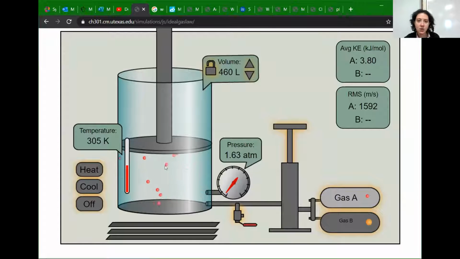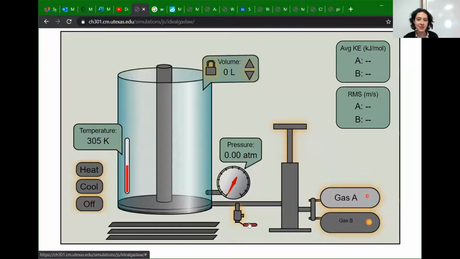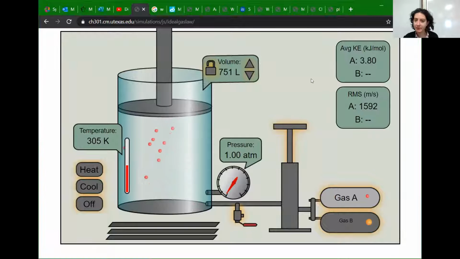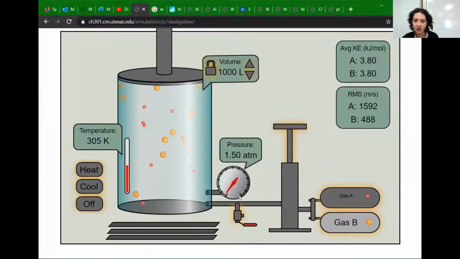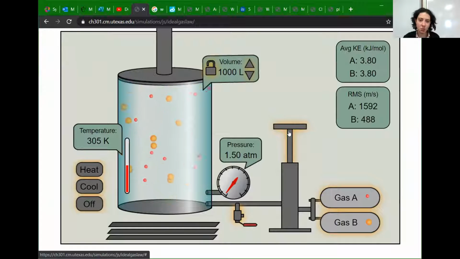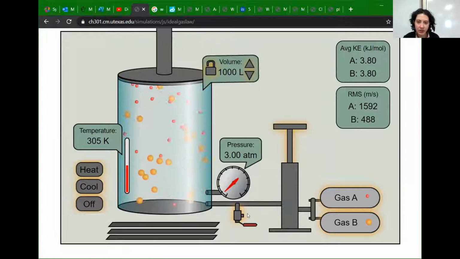Moles of gas you can control by adding or removing gas. So for example, this little lever here will allow you to remove gas. If you press the pump, you can add gas. You can also turn on and off which gases you use. There are two different gases you can play with here. There's gas B, which is a little bit bigger, and there's gas A. You can add both at the same time or just one at a time. So that adds some of both.